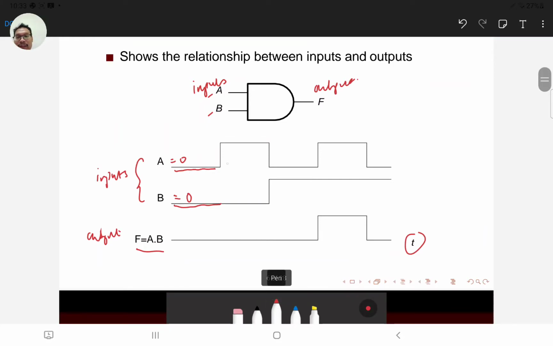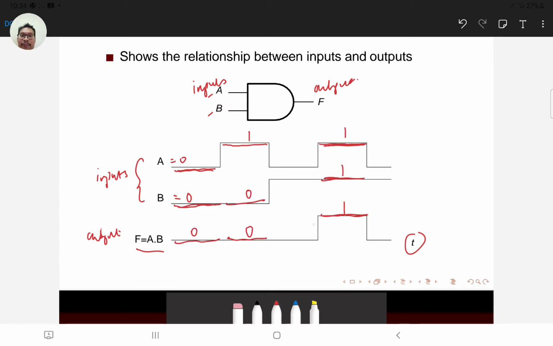So, are all of the inputs high during this time? No. Therefore, the output here becomes 0. Similarly, during this time, we have A equals 1, B equals 0. Are all the inputs high? No. Therefore, your output during this time is 0. You can do the same, and here we can see that at this moment in time, A equals 1, B also equals 1, and therefore the F output of the logic gate equals 1 only at this time.